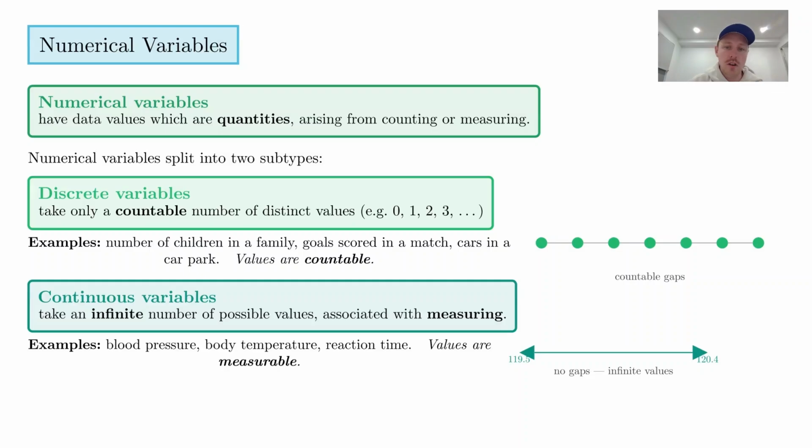So when we think discrete, we're going to think counting. When we think continuous, we're going to think measuring. Examples of continuous variables would be blood pressure, body temperature, reaction times, things that are measured on an interval. You can take on infinite values inside some given interval there. Okay, so that is our 2 kinds of numerical data, discrete and continuous.